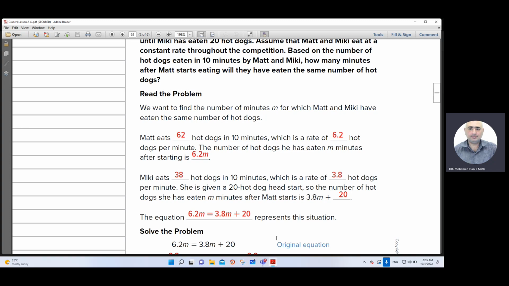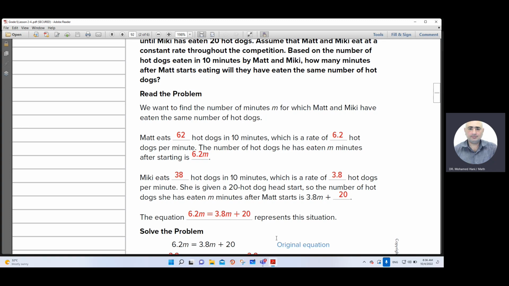How to subtract the decimals? Put the point under the point. So 2 minus 8, we cannot do this operation because 2 is less than 8, so we borrow 1. From 6, take 1 from 6, 6 will be 5, and here will be 12. 12 minus 8 will be 4. Drop the same point here. 5 minus 3 will be 2. So the answer will be 2.4m.